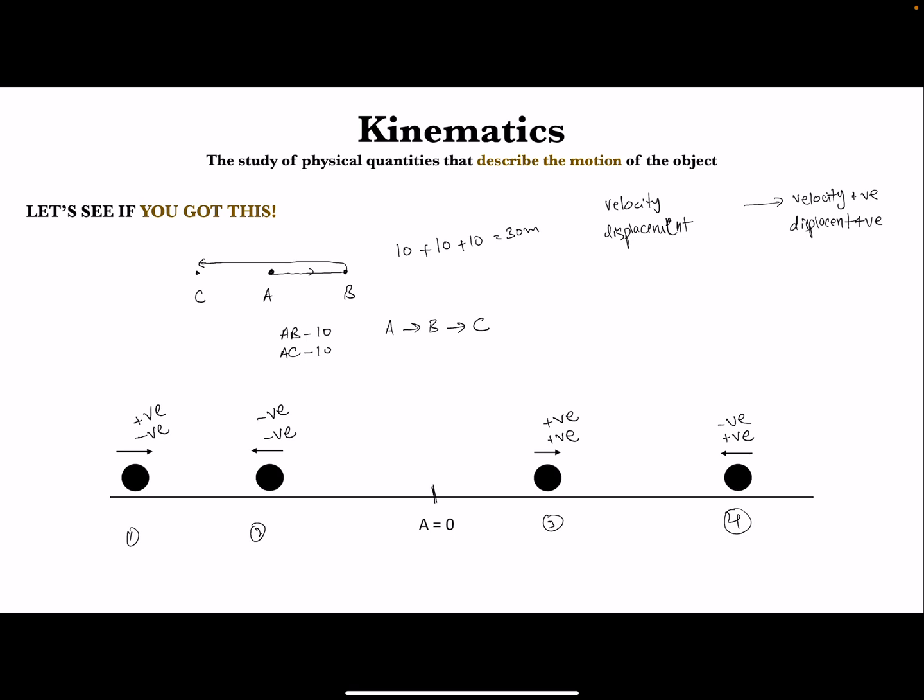What about the displacement? Well, the displacement is just the shortest path between the starting point and the ending point. So the starting point was A, the ending point was C. So the displacement is just the shortest distance between those 2 points. So that's 10, right? 10 meters. But because point C is to the left of A, which is my starting point, it's negative 10. All right, so I hope that's clarified. Let's move on.